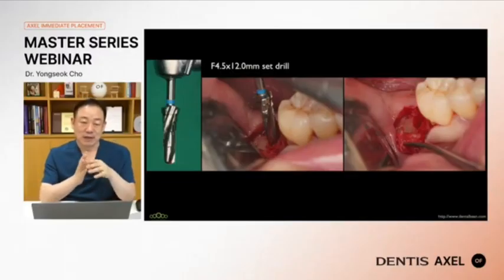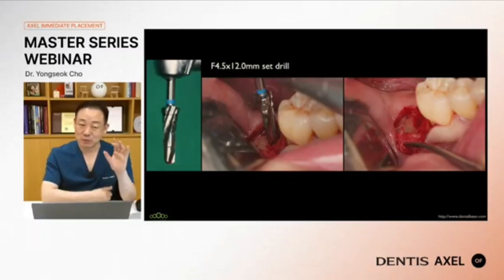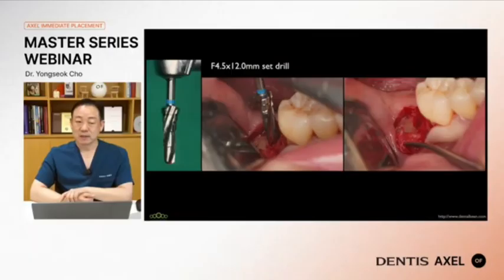One more thing I want to tell you is the length of the drill, especially at the mandibular last molar site. To place a 4.6 by 7.5 implant, the length is 7.5. How long a drill will you use in this case? You may use an 8 millimeter set drill to prep the osteotomy. Possible. Sometimes it is possible.